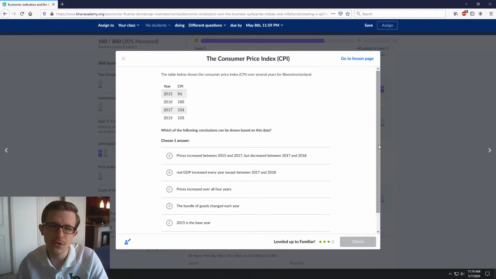So the table below shows the CPI over several years in Bloomin' Onion land. So it's Outback Steakhouse this time. Nice. Which of the following conclusions can be drawn based on this data?